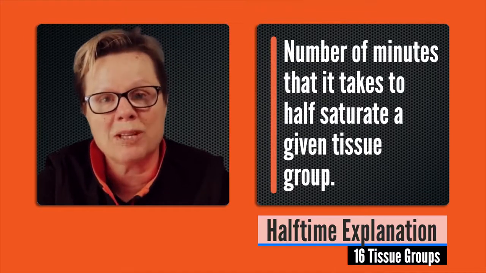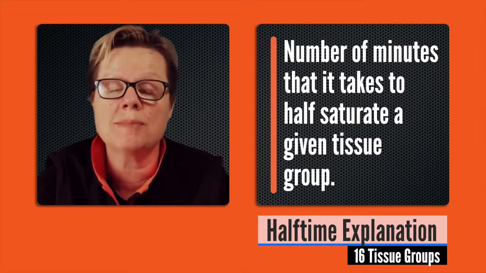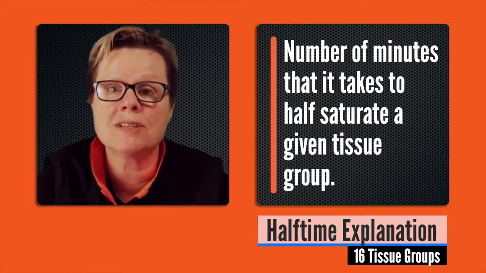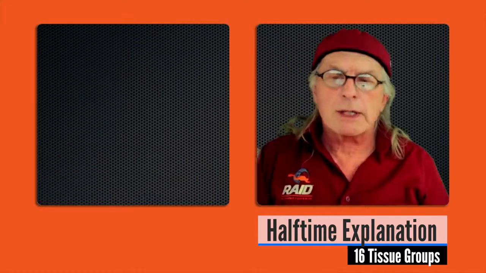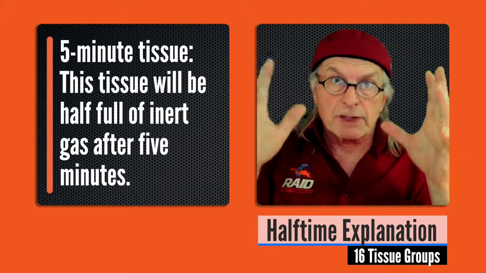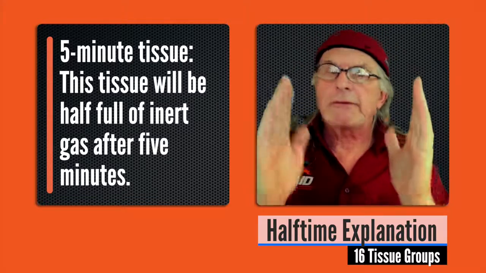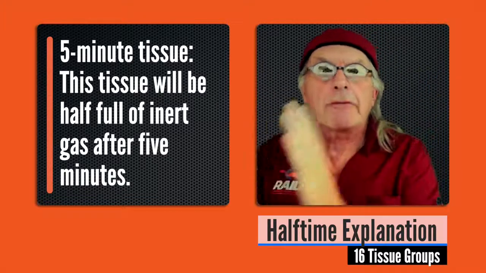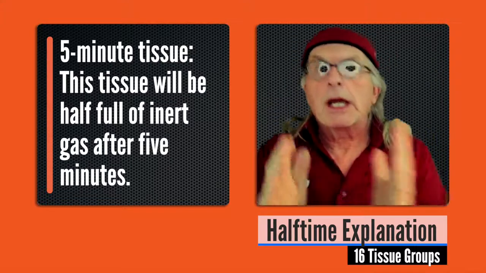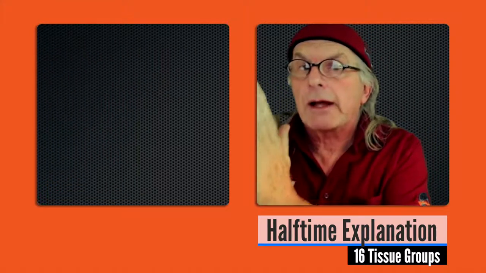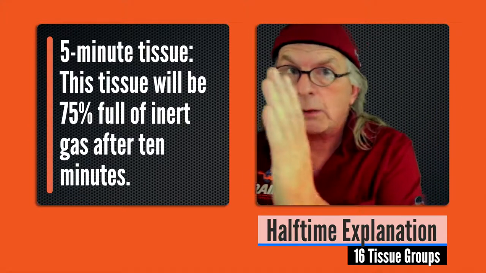In case you're unfamiliar with that term, a theoretical tissue group's halftime describes the number of minutes it takes for the tissue to become half saturated with inert gas. Let's say a halftime of a hypothetical tissue group is 5 minutes. That means after 5 minutes, it's half full of inert gas. After another 5 minutes, it's half of that again. So half, 50%, plus 25%.